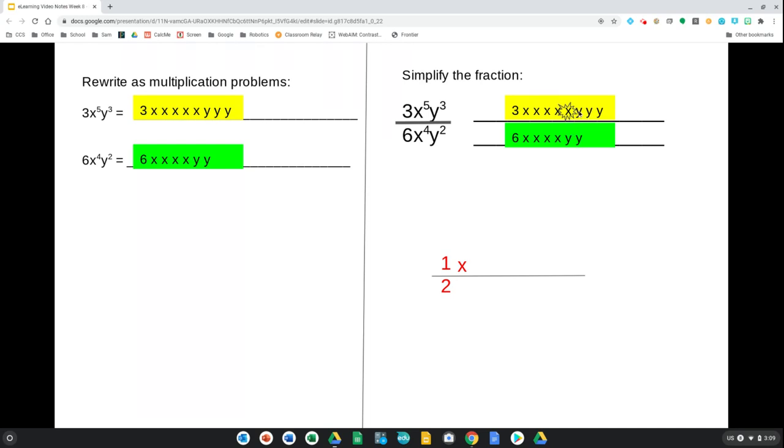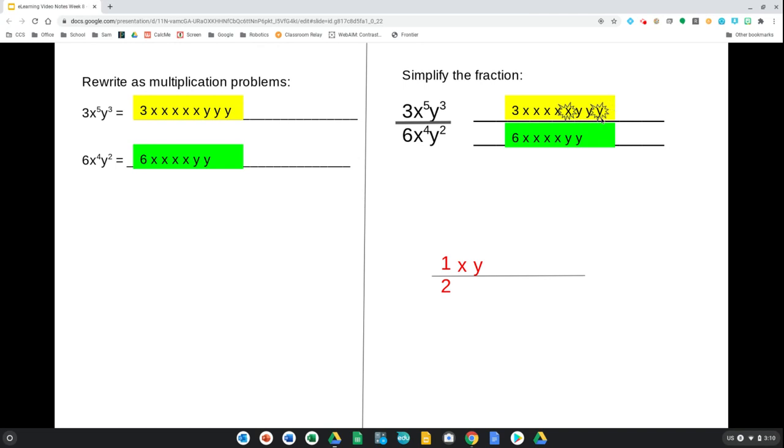Now let's keep going. Okay, now we've got these y's to match up, y over y. Y over y again, that'd be 1 over 1. I don't need to write it down. Y over y again, 1 over 1. Don't need to write it down. But again, I have this leftover y up here, and since I have that leftover, it's going to show up in my answer down here. And so in my final answer, from 3 over 6 I got 1 over 2, and then I had one x that didn't match up and one y that didn't match up.